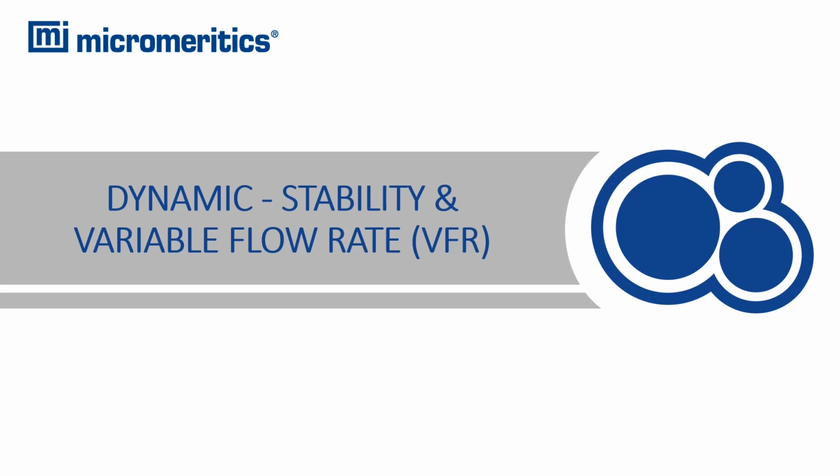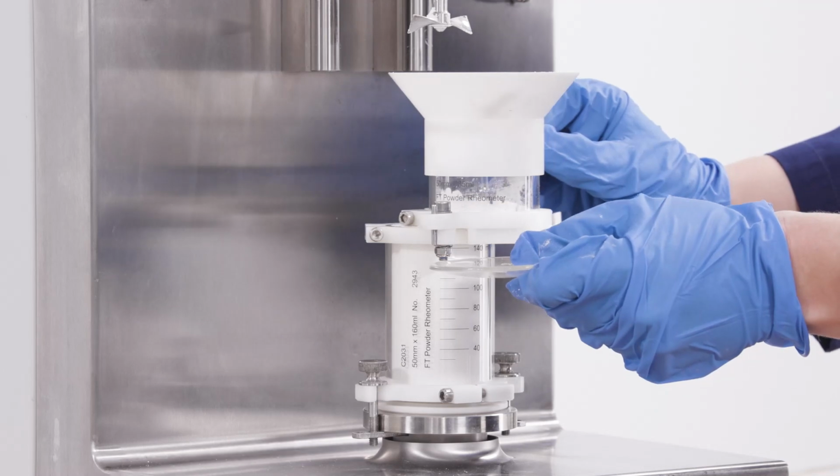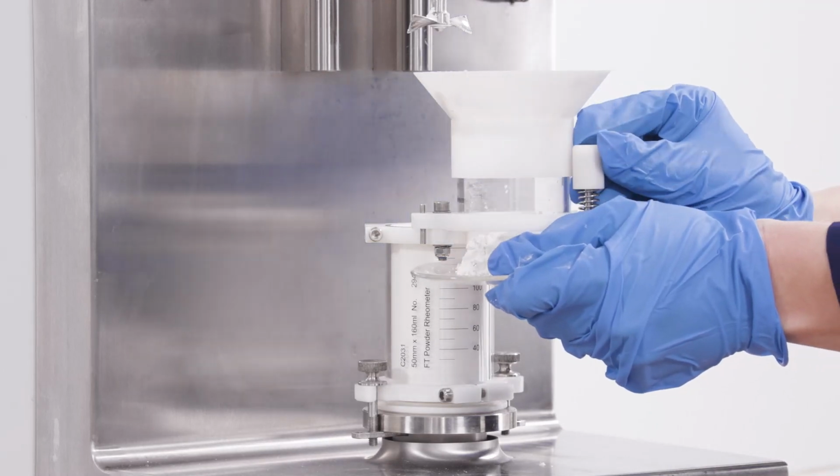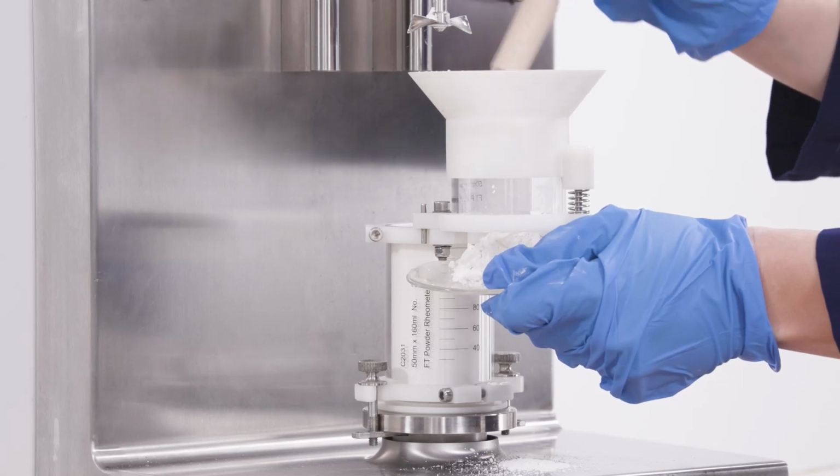Here we will be taking a look at the stability and variable flow rate test. For this test, we will implement the helical blade accessory, as well as either the 25 milliliter or 160 milliliter split vessel, depending on which vessel size you are using. During this test, we will complete one initial conditioning cycle before splitting the vessel open in order to isolate a known powder bed volume.